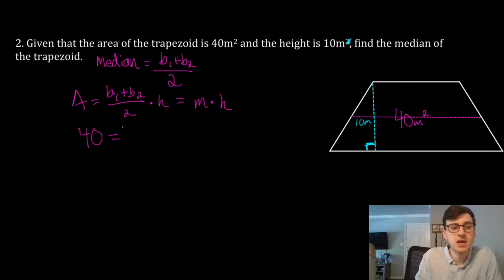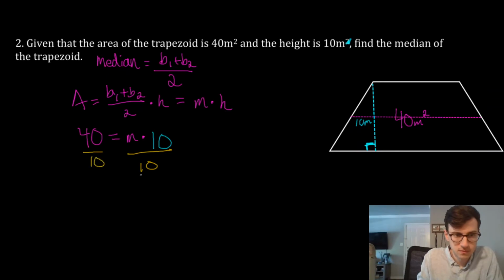So since we're looking for the median, we'll say the area, or 40, is equal to the median times the height. Oh, whoops. We know the height. The height's 10. Beautiful. So then if we divide both sides by 10, those cancel out, and we're left with the median is equal to 4 meters. Easy does it.